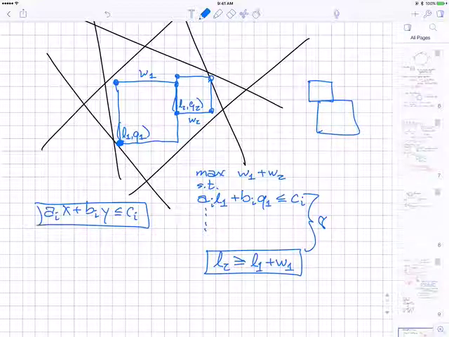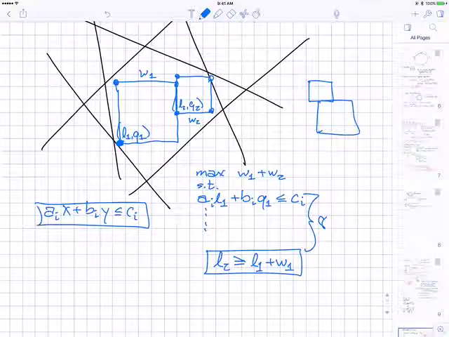I'm not sure I understand what you mean by necessary. Well, only if the difference between L1 and L2 is the width of square 1. That's all that inequality is saying. W2 doesn't tell me anything about L1. Okay.